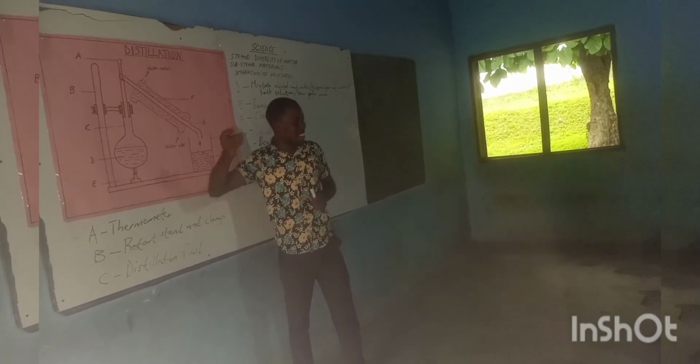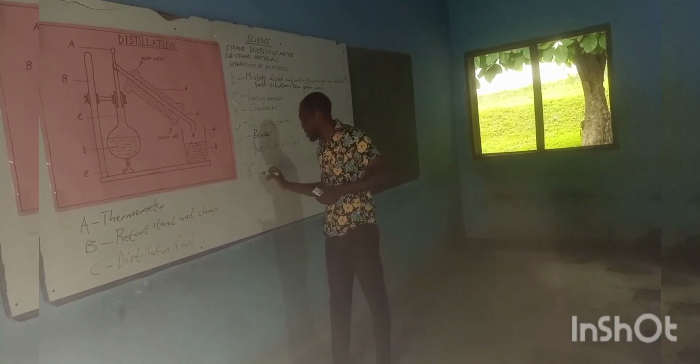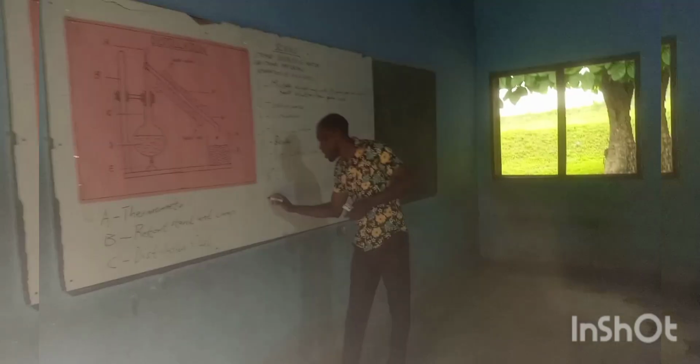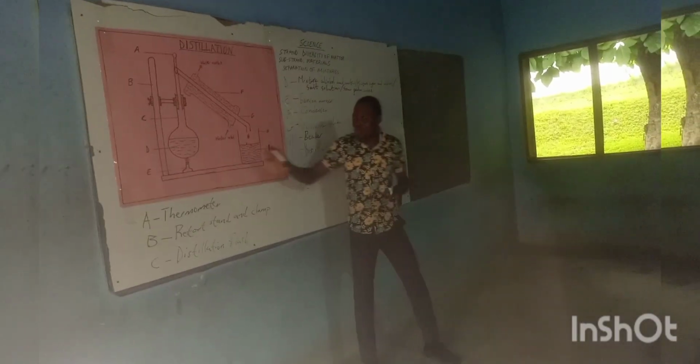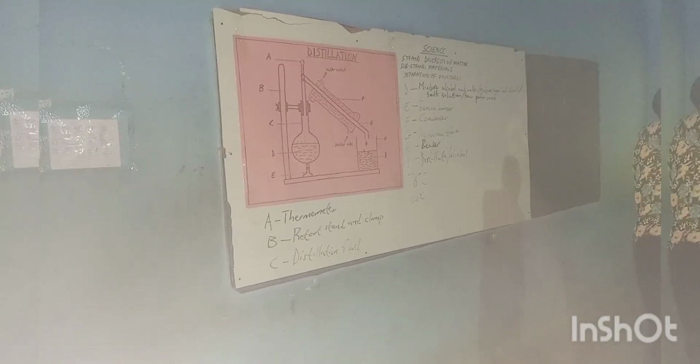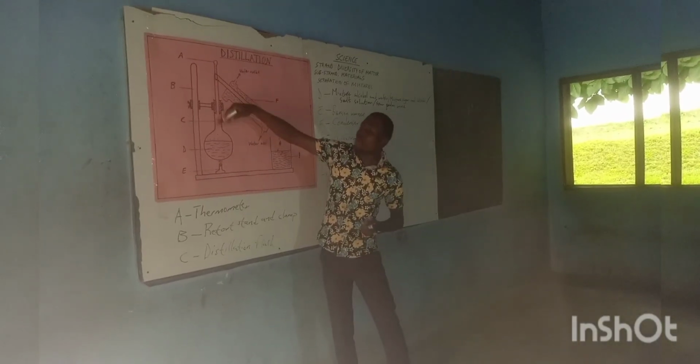So when we are heating a mixture of alcohol and water, which one will boil first? The boiling point of water is 100 degrees Celsius, and that of alcohol is 78. So when we are heating a mixture of those two liquids, which one do you think will boil first? The alcohol will boil first. And when it boils, it will evaporate, right? So the alcohol will evaporate first.